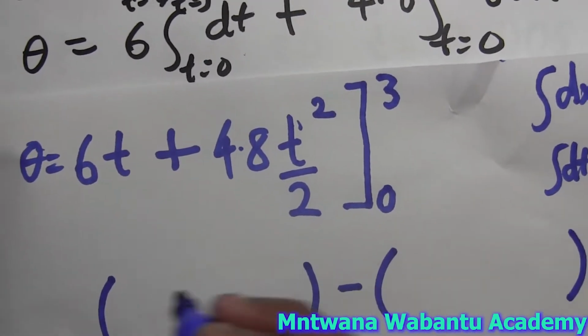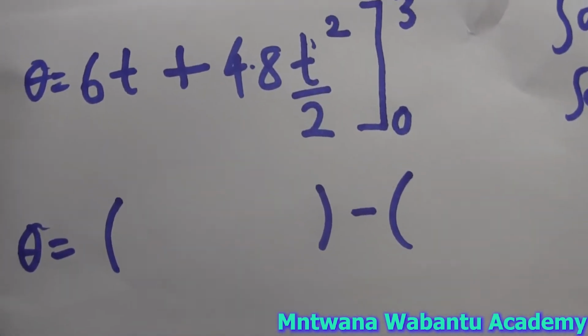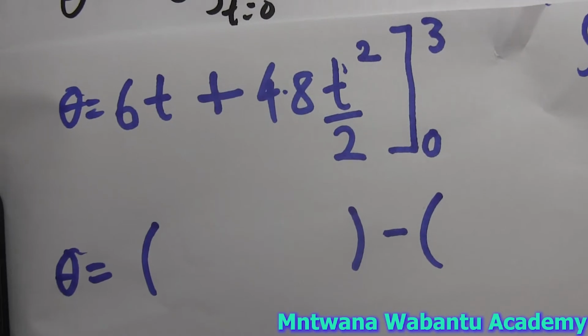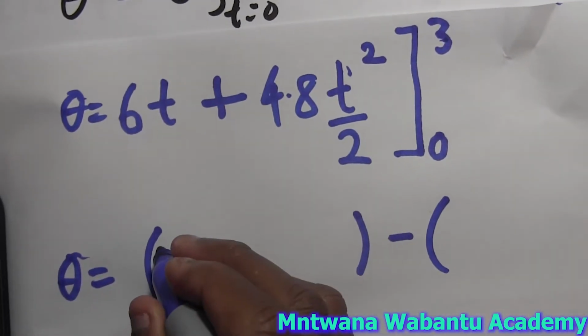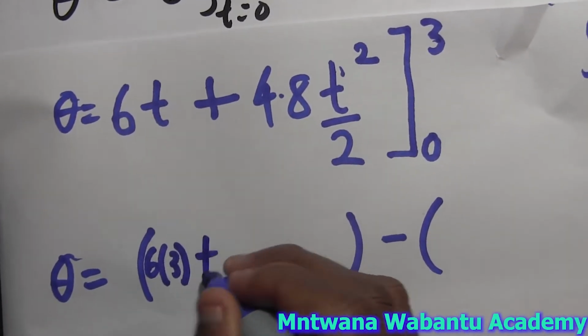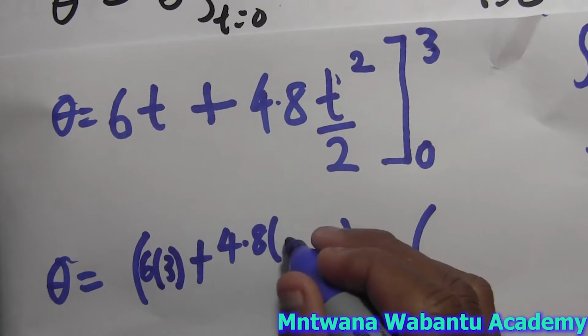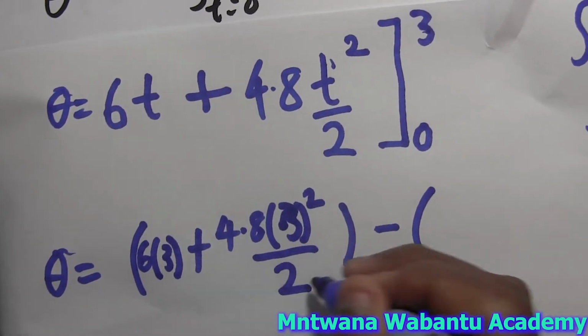So our charge equals upper limit minus lower limit. What is the upper limit? Our upper limit is equal to 3. So everywhere there's a t, we plug in 3. So this is going to be 6 bracket 3 plus 4.8 times 3 squared over 2.